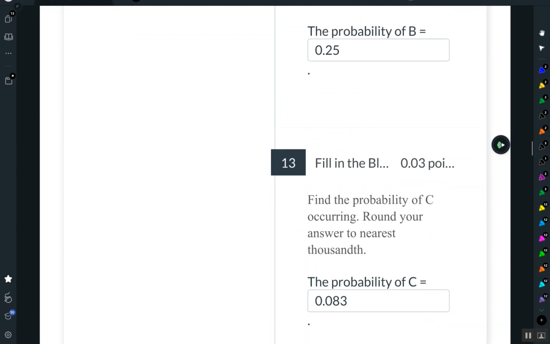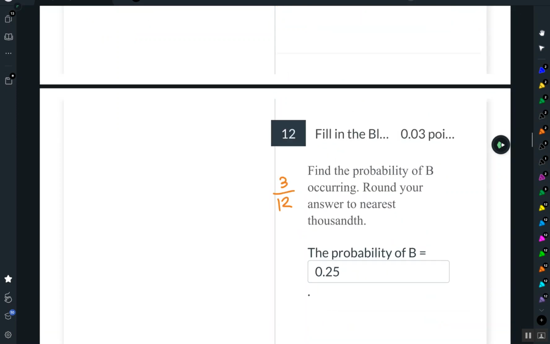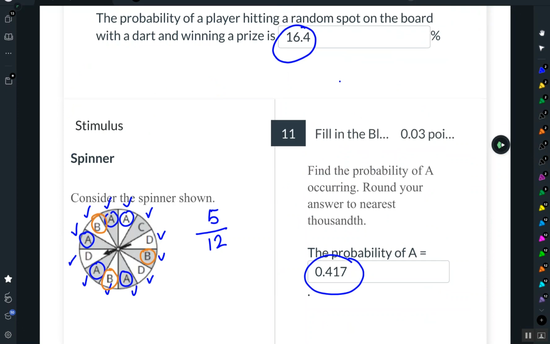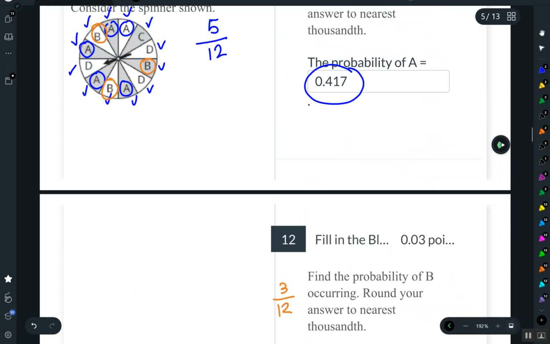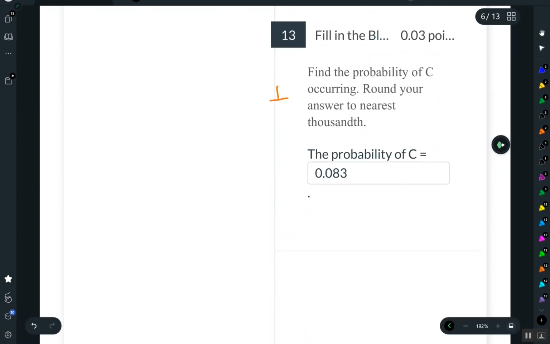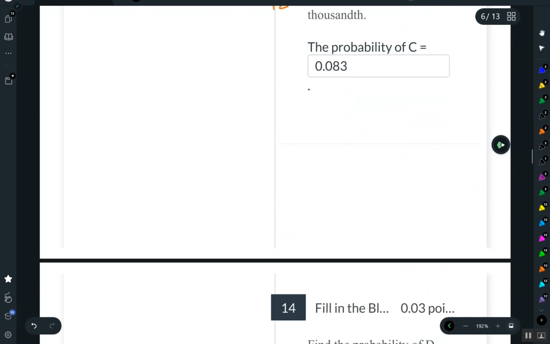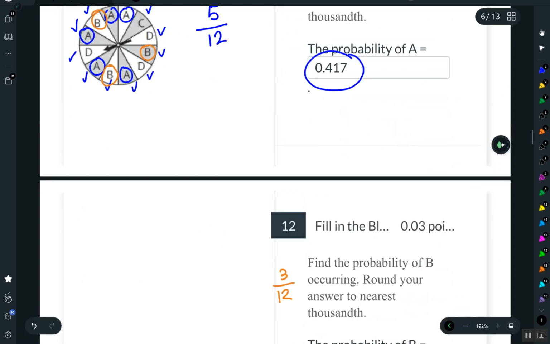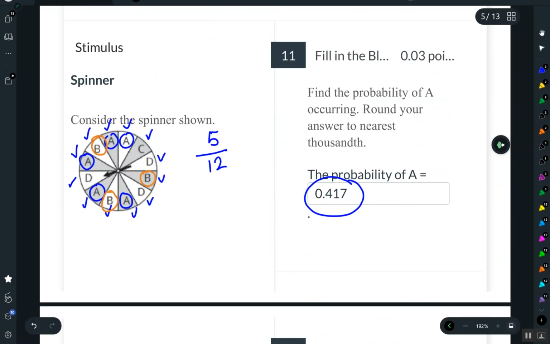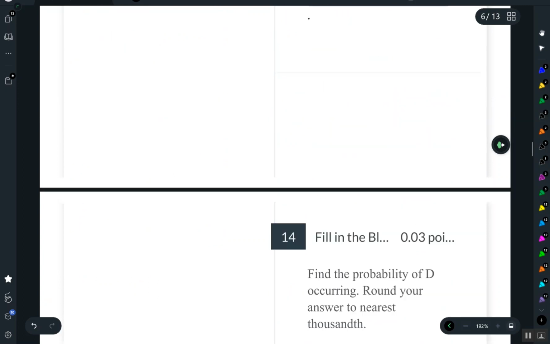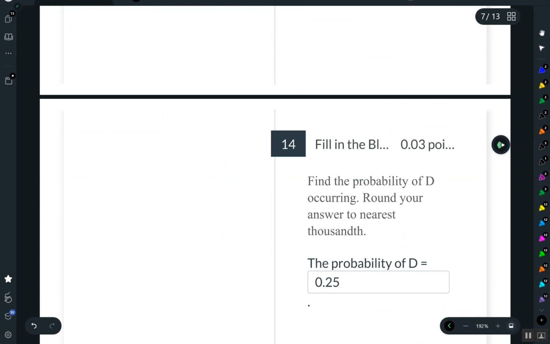Okay, then you do C the same way. How many of them are C for number 13? Just 1. And then you divide 1 out of 12 and get 0.083. And then there's a follow-up question, number 14. Oh, you got to do D. D, let's see how many of them are D. There are 3, so that's going to give you 3 out of 12 again, which is 0.25. So that's how they got the 0.25 for number 14.